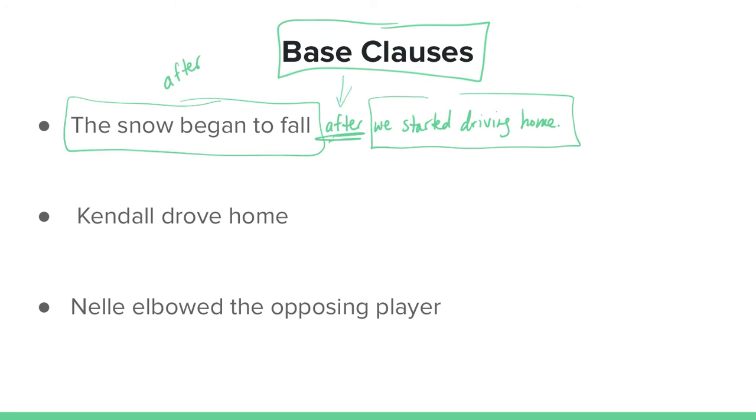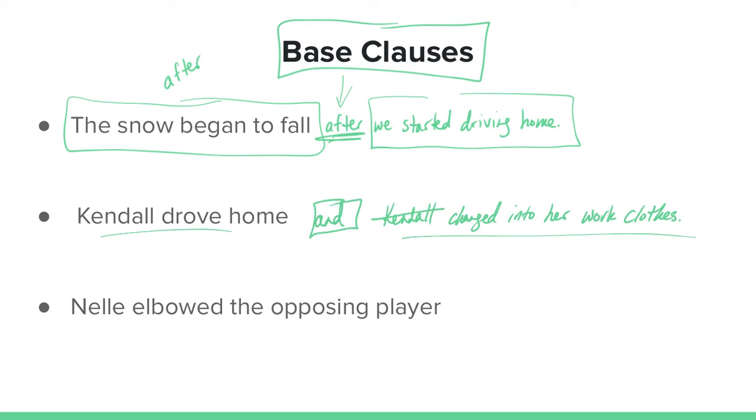The second base clause says, Kendall drove home. So let's say I have a second idea, and that's the idea that Kendall changed into her work clothes. I've got two clauses. I've got this and I've got this. And I need a connective. I decide that I want them to be in the same sentence. Well, what if I just cross that out and add and? And is a connective. Kendall drove home and changed into her work clothes.